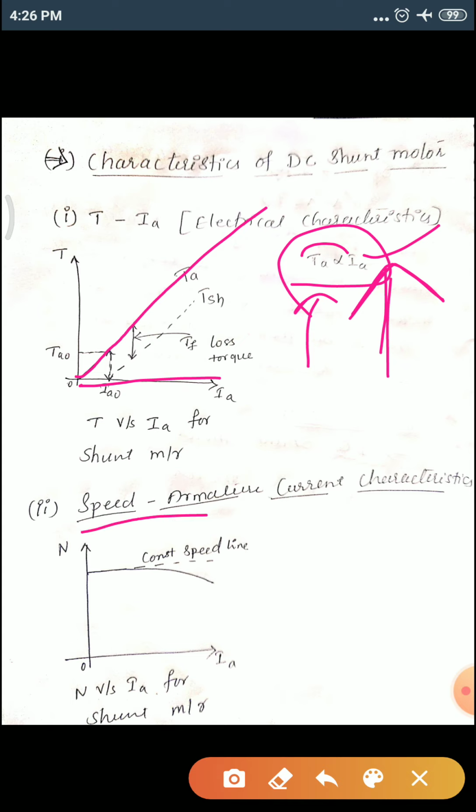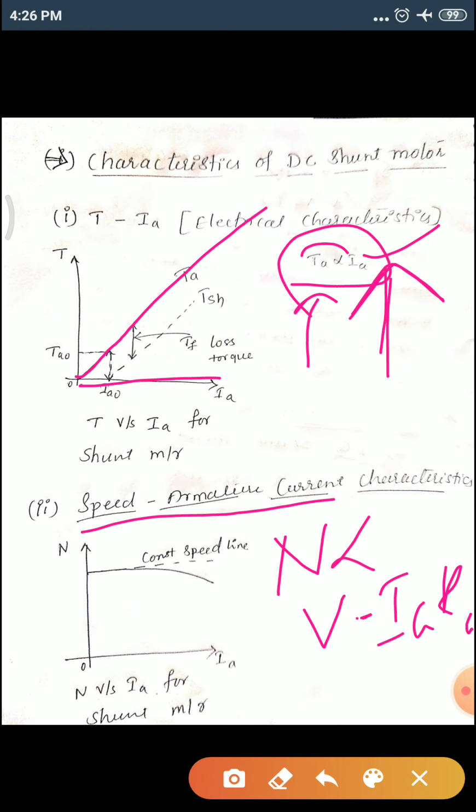Let's see the second characteristic, the speed armature current characteristics. As you know, speed and armature current. Let's see what the speed formula is for this. It is nothing but speed is proportional to V minus IA RA. Okay, V minus IA RA.